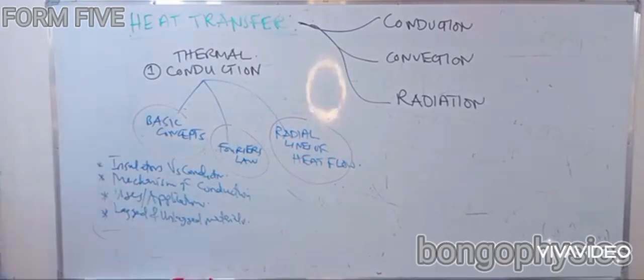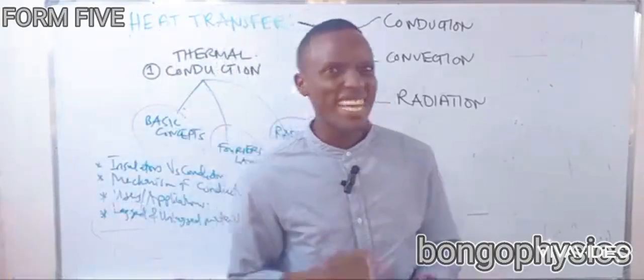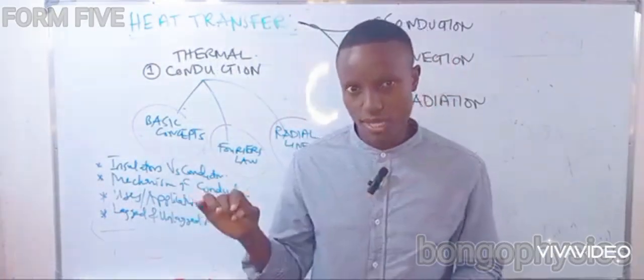Okay, let's discuss these four terms. Talking about insulators and conductors, an insulator is a material that doesn't allow the passage of heat through it.